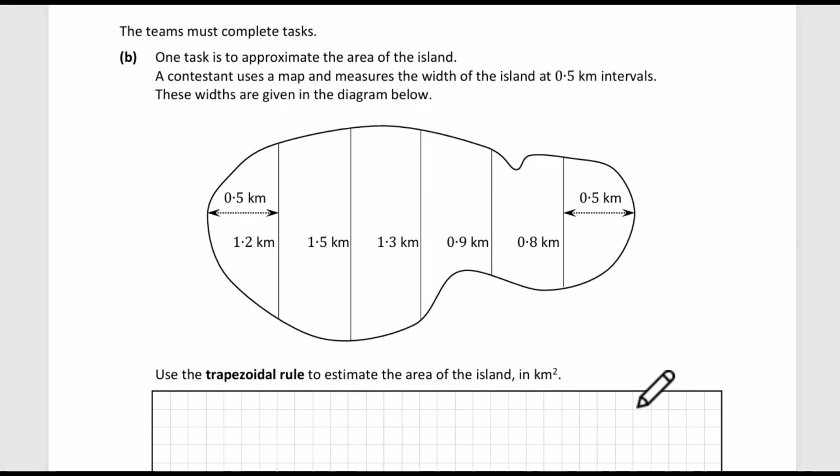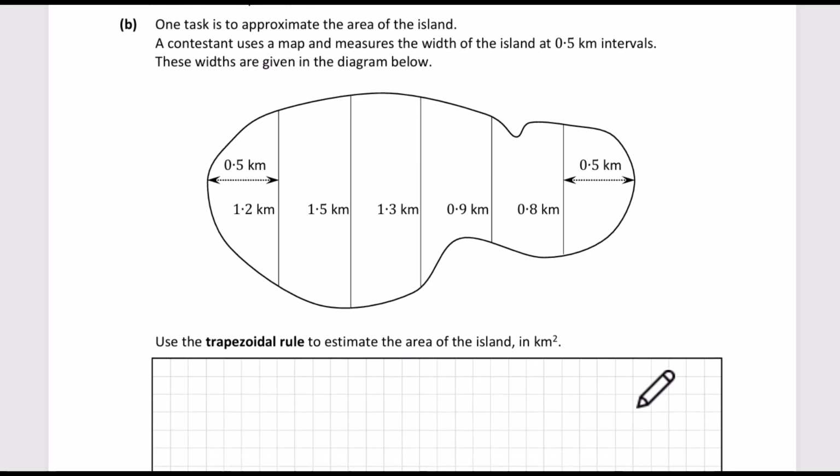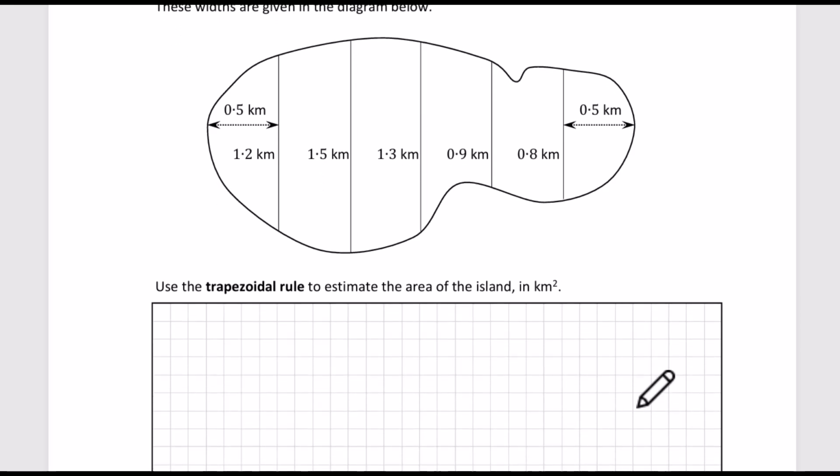The team must complete tasks. One task is to approximate the area of the island. A contestant uses a map and measures the width of the island at 0.5 kilometer intervals. These widths are given in the diagram below. Use the trapezoidal rule to estimate the area of the island.